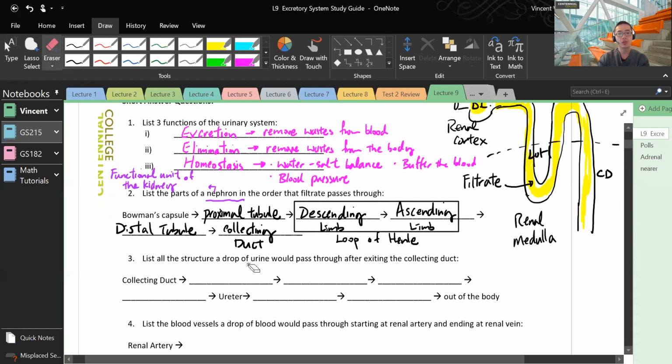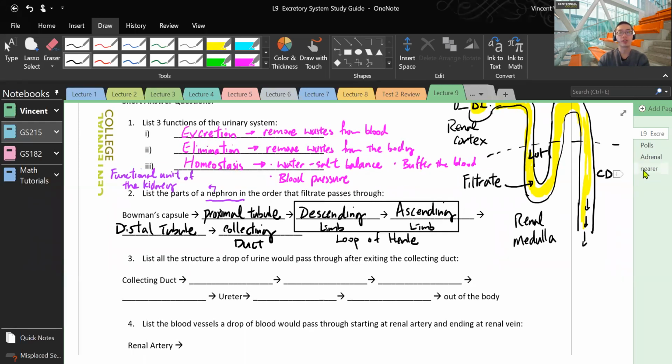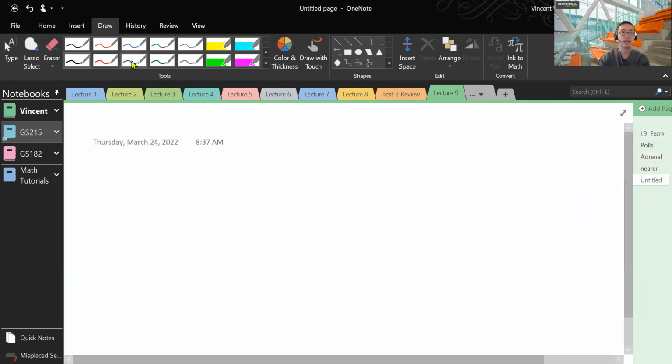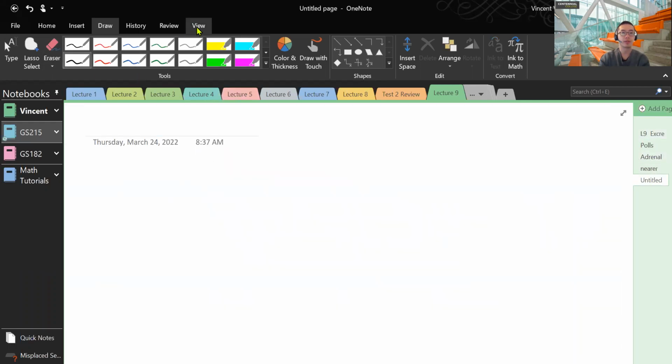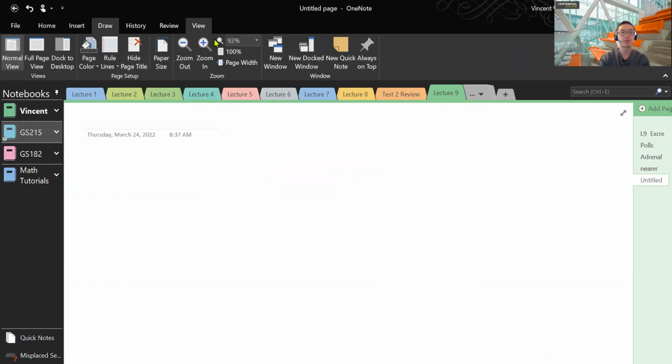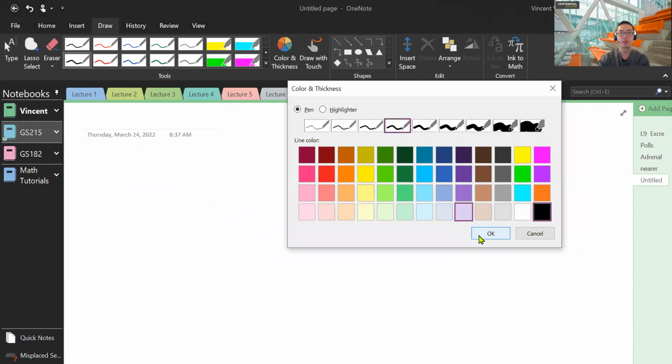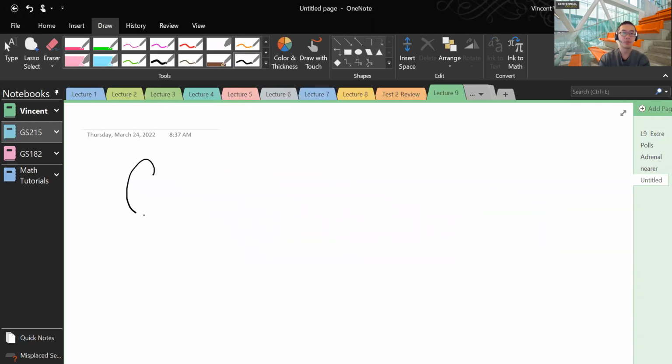List all the structures a drop of urine will pass through after exiting the collecting duct. So from here, where does it go? Maybe just for the sake of reviewing, let's draw a kidney and quickly talk about the structure. You should draw this with me, especially if you did not watch the recordings, so you know where things are. First of all, we have two kidneys. There's a kidney, there's a kidney.